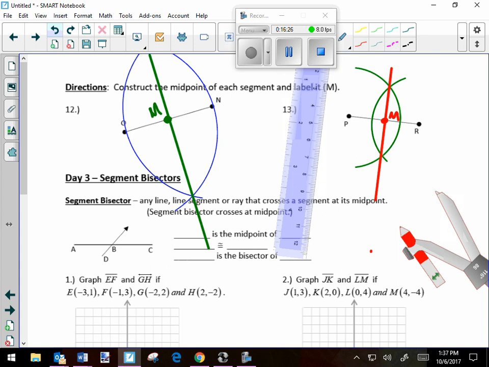So on a scale of 1 to 5, this is one of those very, very zero scale constructions that we're doing. It should be something that you think is pretty easy.